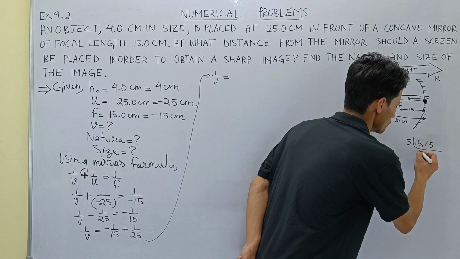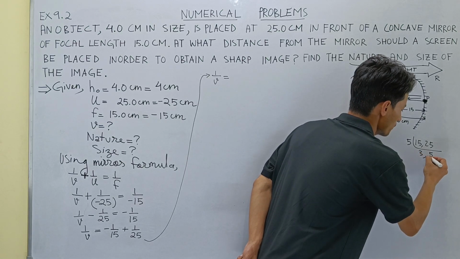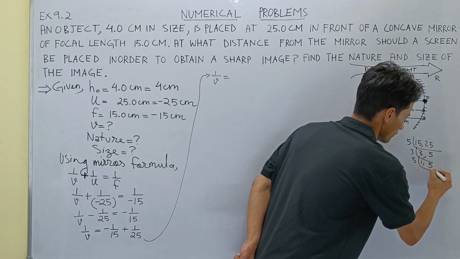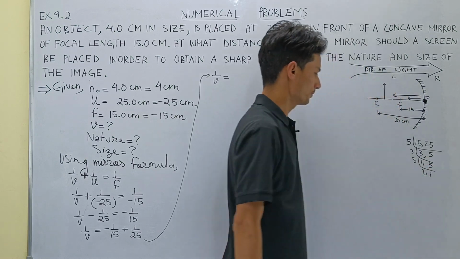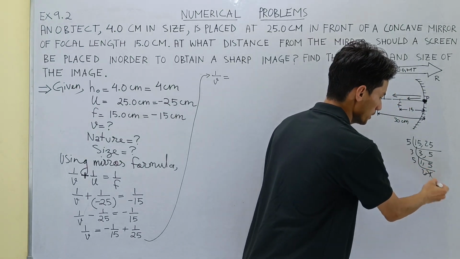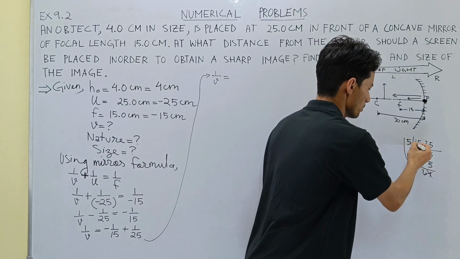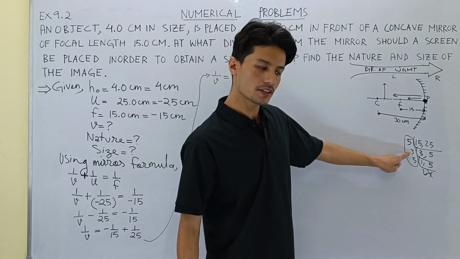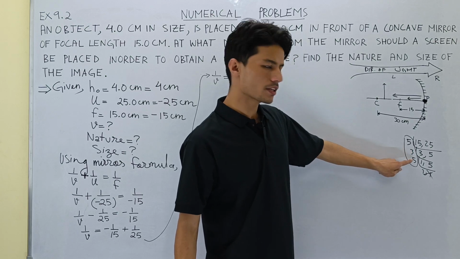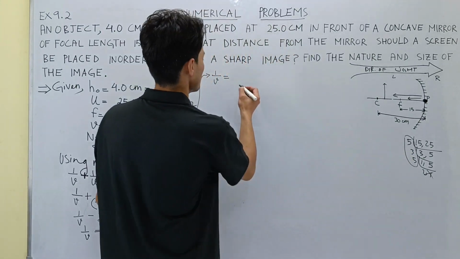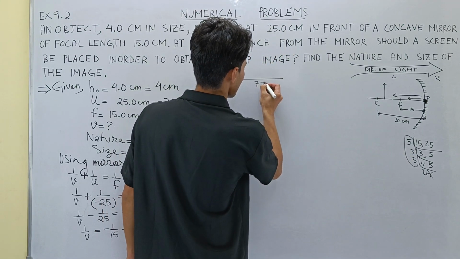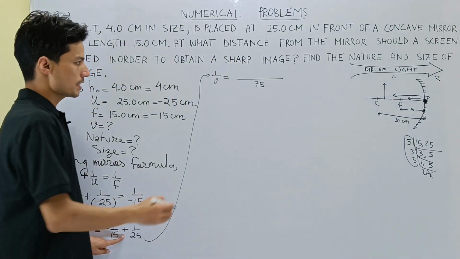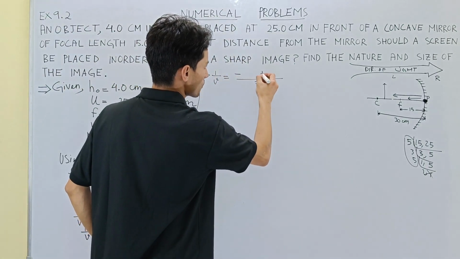So 5 3s are 15, 5 5s are 25, then 3 1s are 3, 5 again. Excluding this, you have to take these values to get your LCM. So 5 3s are 15, 15 into 5 gives us 75. So the LCM is 75. Now the sign will still remain the same: minus was here, it will be minus, plus was here.